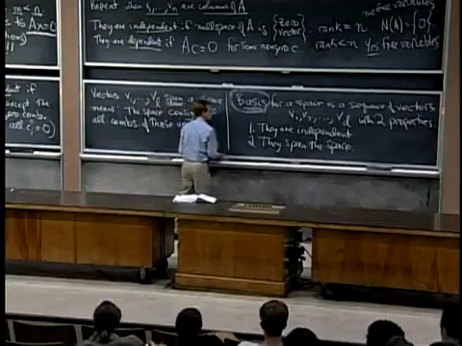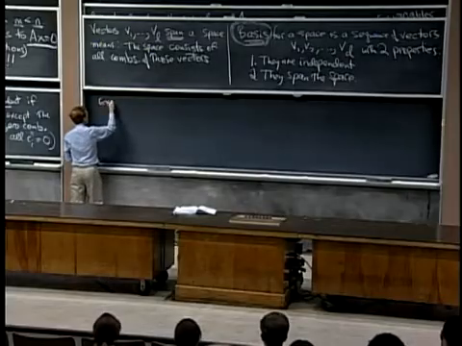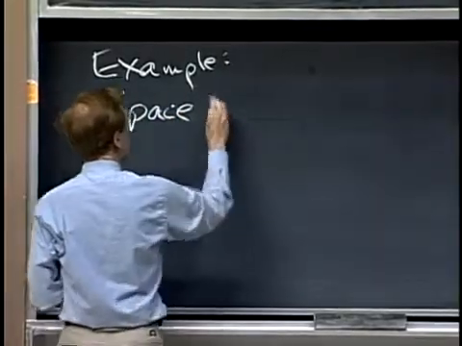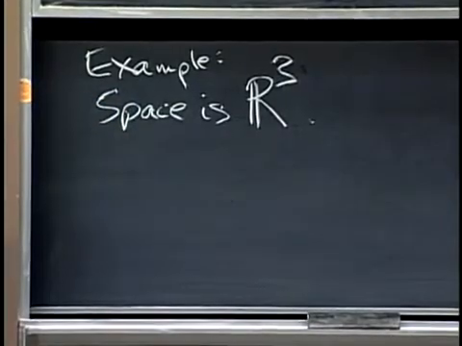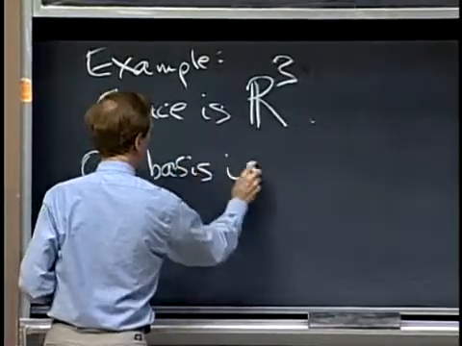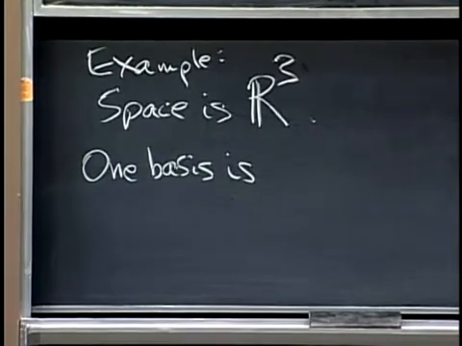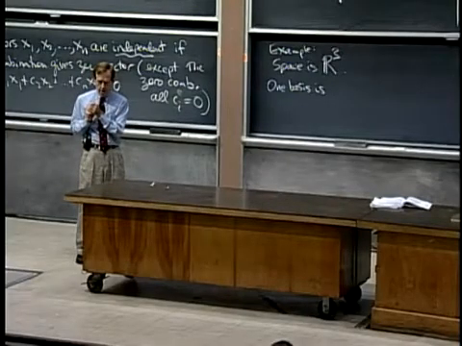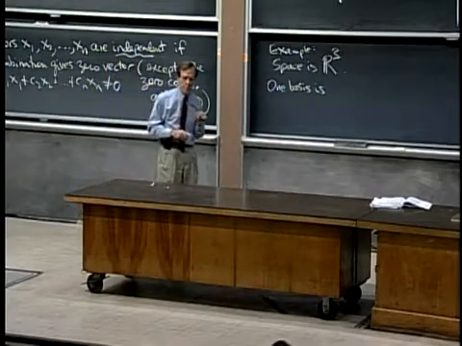Let me start with, say, an example. The space is, let's make it R3, real three-dimensional space. Give me one basis. I want some vectors, because if I ask you for a basis, I'm asking you for a little list of vectors, and it should be just right. So what would be a basis for three-dimensional space?